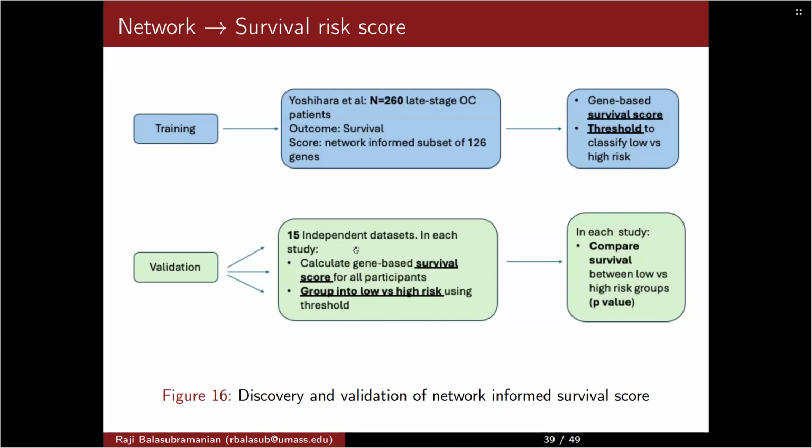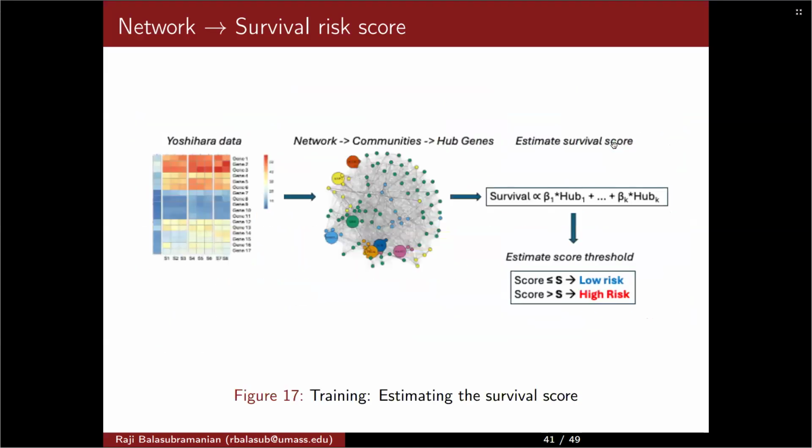So in each of our validation data sets, we end up with a p-value comparing the people we designate as high risk versus low risk, based on the gene survival score that we estimated in the training phase. So how did we create the survival score?